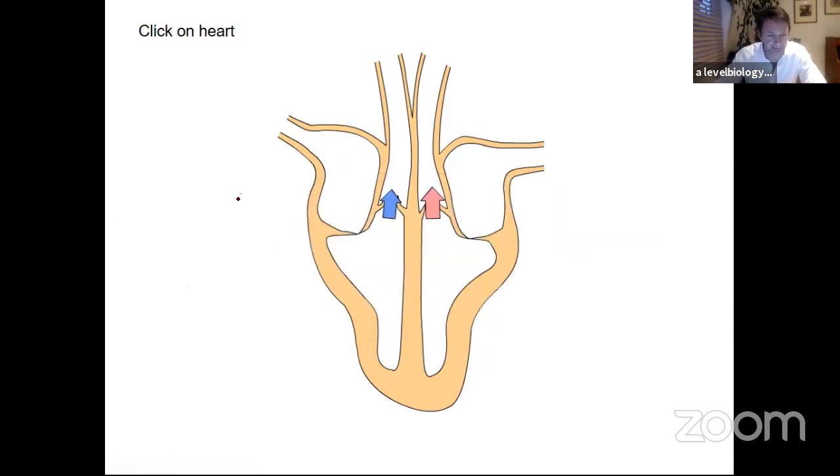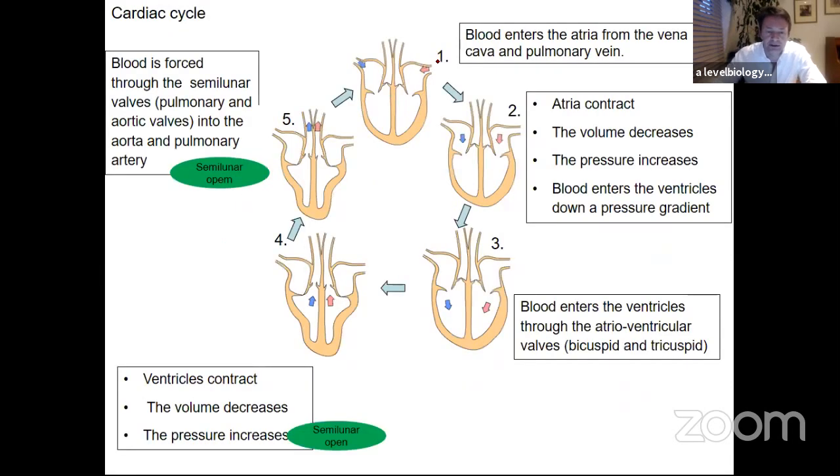Let's keep going. Okay, so blood comes into the atria. The atria contract, blood is pushed down. The ventricles contract, and blood is pushed back towards the valve and pushes this valve closed between the atria and the ventricle, and then pushes blood out into the arteries.